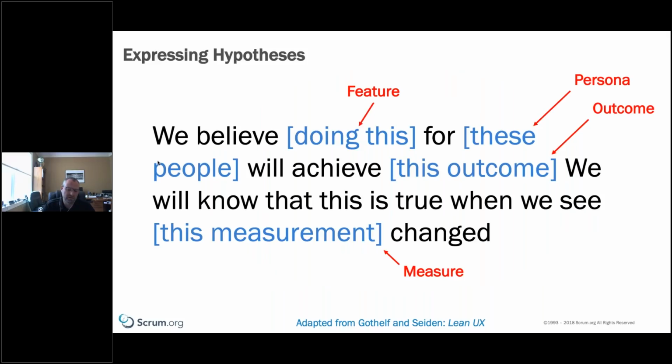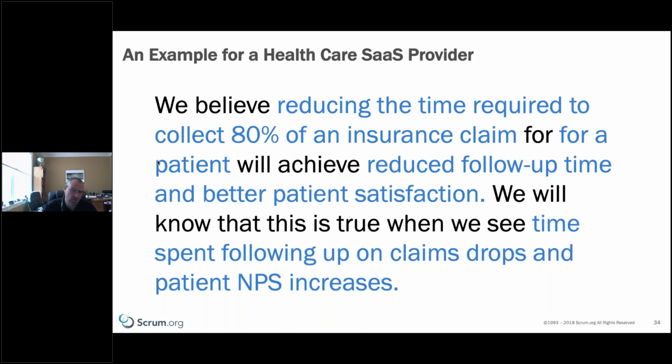So one way of starting to look at this comes from work done by Gothelf and Seiden around Lean UX. This is one way of expressing that hypothesis that the product owner might have. We believe by doing this, some sort of a feature for these people, the persona will achieve some sort of outcome. And we will know that this is true when we see whatever that measurement is has changed. This is a great way to start looking at what we're doing and evolving our culture, how we're thinking and how we're delivering.